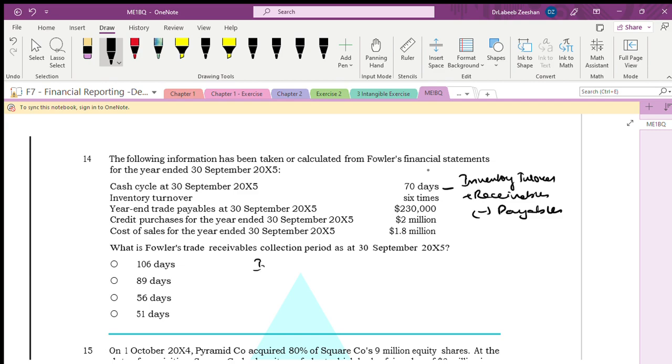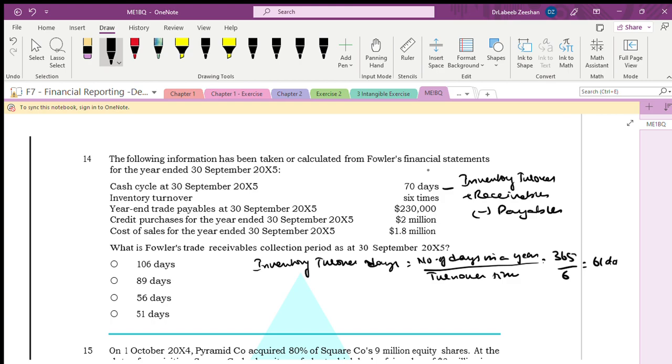Means what is the inventory turnover days? Inventory turnover days is number of days in a year divided by turnover times. Fine. 365 divided by 6. It comes to how much? It comes to 61 days. Put it as 61.